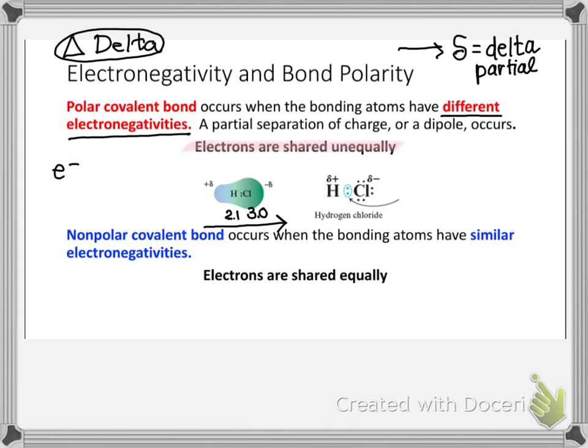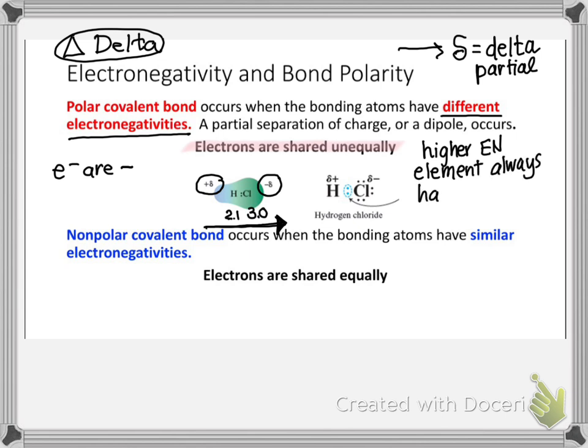So remember, electrons are negative. So if chlorine is pulling electrons to itself, it's going to become partially, or I always think about it as a little bit, negative. That would leave the hydrogen a little bit positive. So a thing that I could tell you here is the higher electronegativity element in a bond always has the delta negative, right? Because it's always going to pull the electrons toward itself. And we're going to practice a few of these, but this is what we understand.